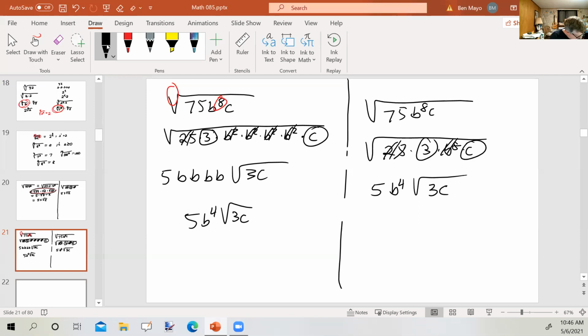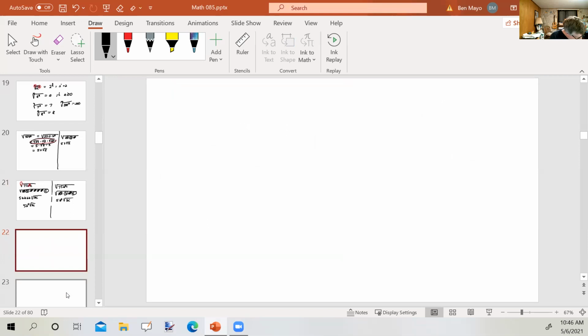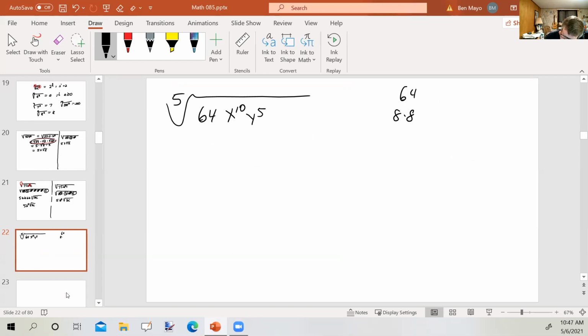Okay, let's do one more of these and then we'll look at it a little bit differently. So let's say I've got the 5th root of 64 x to the 10th y to the 5th. Okay, 64 is 8 times 8, which is 2 times 2 times 2 times 2 times 2 times 2, or 2 to the 6th power. I'm going to rewrite it as 2 to the 5th power times 2 to the 1 power. Why do I want to do that? Because my index is a 5.